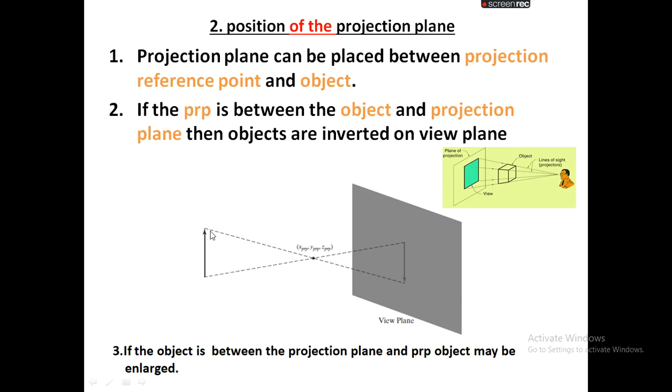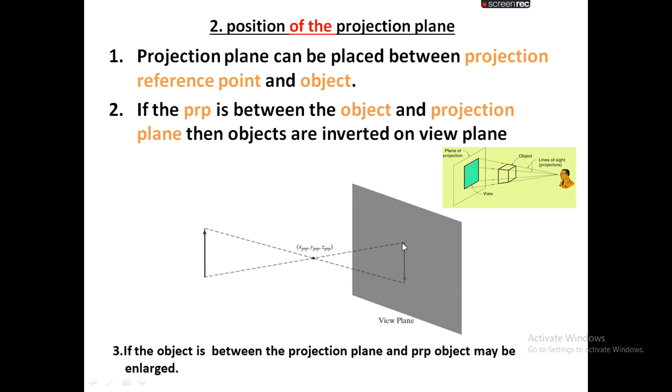Now, I kept the object here, but I'm not discussing the object here. I'm discussing the position of the view plane. If I place the view plane, or if the projection reference point is between the object and the projection plane, then we will get the inverted object image on the view plane.